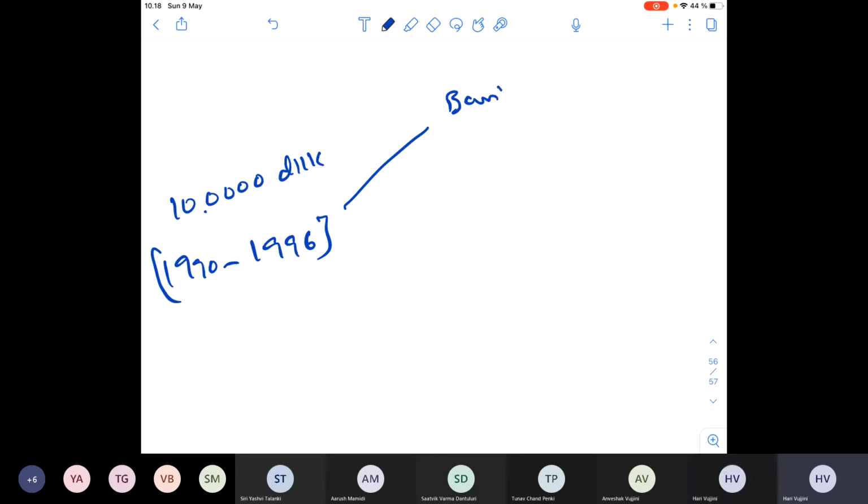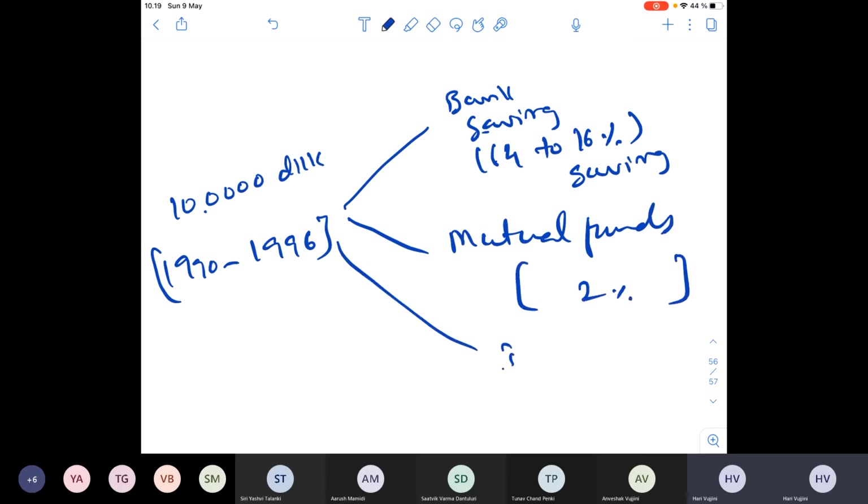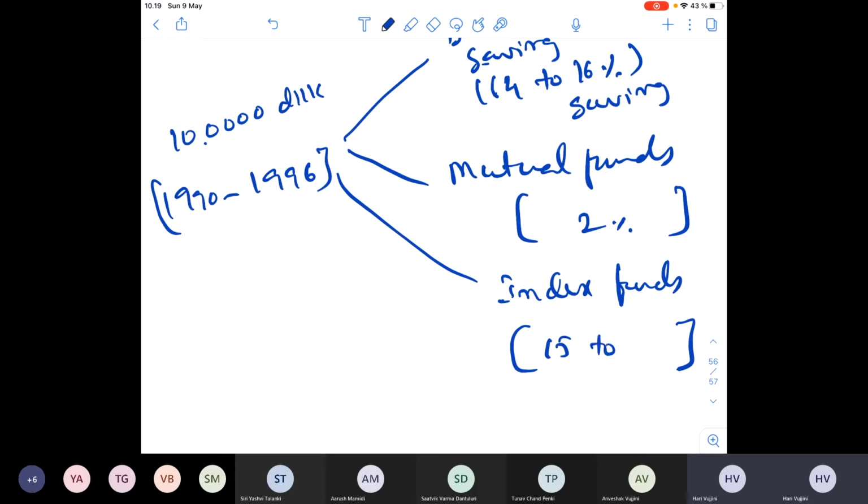Okay, I will just go back to 1990 to 1996. So we will talk about the same scenario. What was the scenario like in 1990 to 96? So you have banks. In banks in India, you used to get 14 to 16% for fixed deposits and savings accounts. This was the 90s. In India, if you parked your 100,000, you would have made 14 to 16%. Let's say in mutual funds, again you have this 2% charge, and then the index fund was giving almost 15 to 18%.